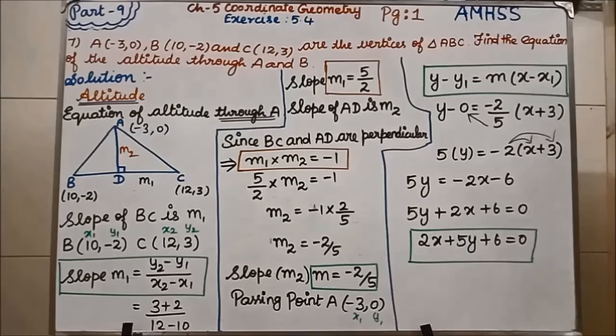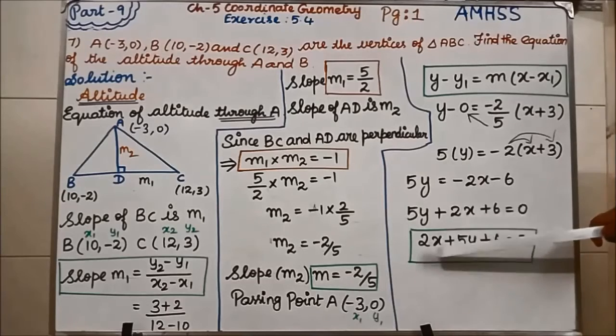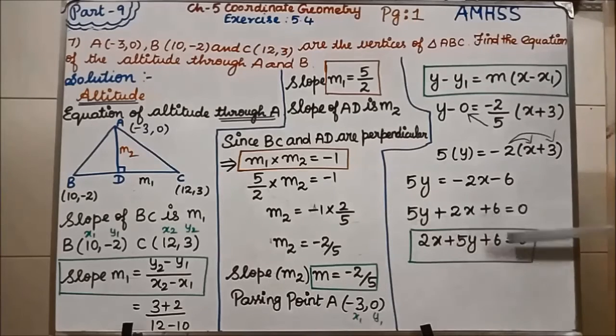Now, the equation of the straight line. We find the equation of the altitude, AD. That equation only we have to find, isn't it? So what format should the equation be in? X term, y term, then constant. So in that order we have to arrange: 2x plus 5y plus 6 equal to 0. Clear, students?